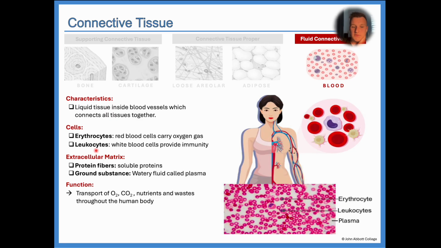There's also leukocytes. Leuko sounds like leukemia, which is a type of white blood cell cancer. So leukocytes are white blood cells, and they provide immunity in our body. They actually protect us from pathogens, bad stuff, bacteria, viruses, right? So leukocytes are also found in our blood.